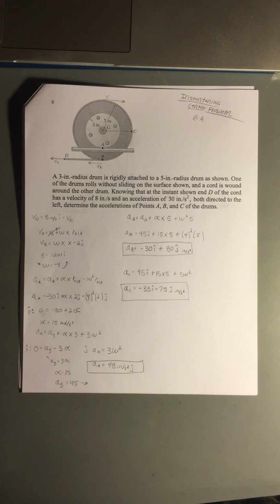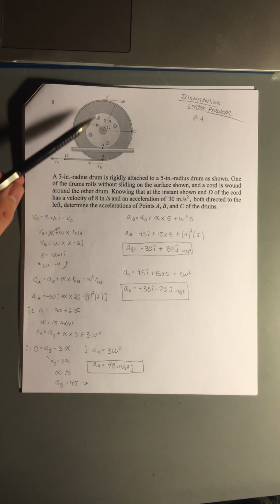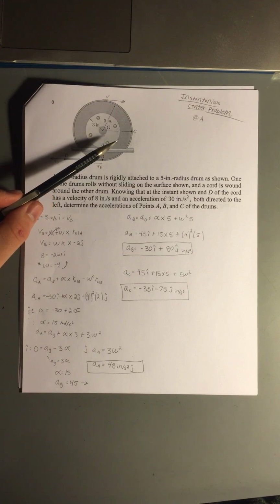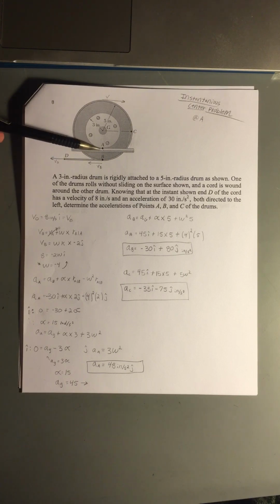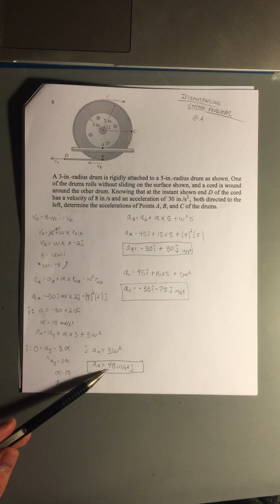And then looking at that, we can do a quick check to make sure our answers make sense. Looking at this wheel here as it rotates, if we look at point A here, it makes sense that there will be no acceleration in the I hat direction, but as it turns there will be a centripetal acceleration towards the center of the circle, which is what our answer reflects here.